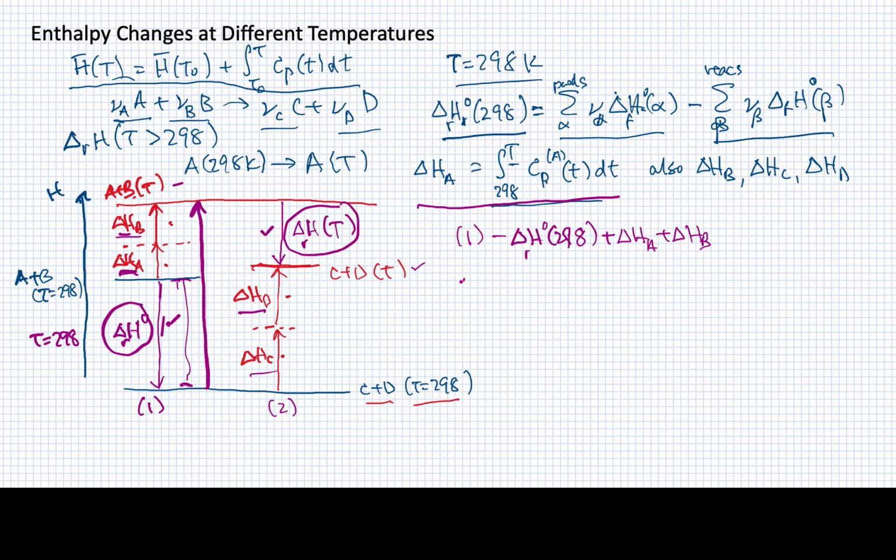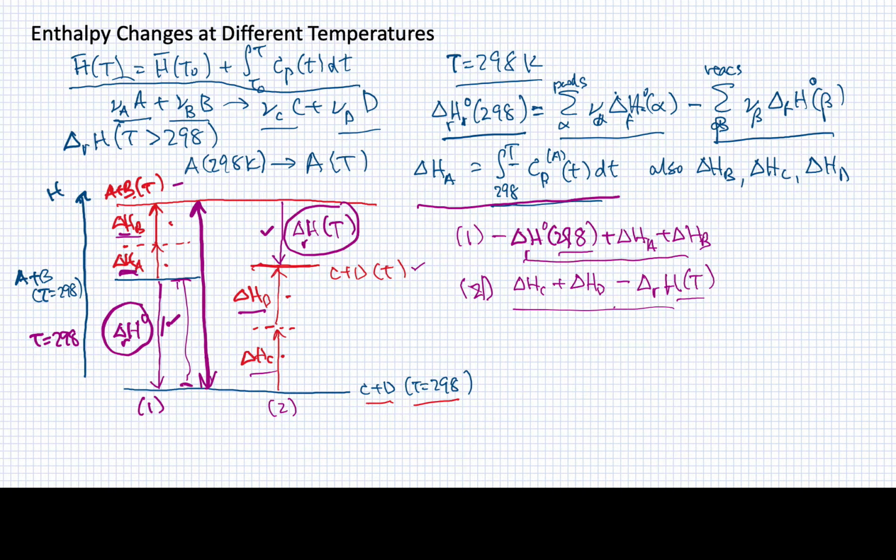Now if I do the same thing for the right-hand side, so that's number 2, I'll have delta HC plus delta HD, and then again I have to subtract the heat of the reaction because it's pointing downward. So negative delta H of reaction for this reaction at temperature T. So notice I've labeled this one 298, this one T. Now the difference here between these two lines is the same. So these two expressions are equal to one another.